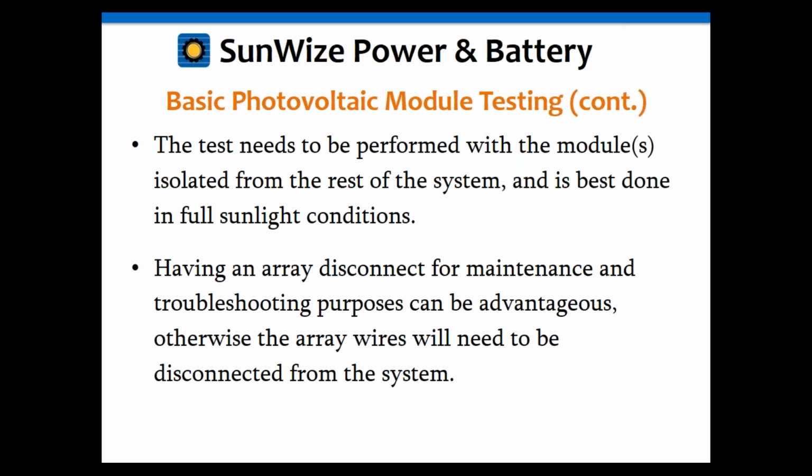Now, those readings can be important for troubleshooting purposes otherwise, and we'll talk about that in our next webinar for system troubleshooting. But with regards to whether the solar array is performing correctly, you want it isolated so that you can confirm that it's the solar array and not something else that's the issue. So, having an easy way to disconnect the array or module for maintenance and troubleshooting purposes can be very advantageous. Having a circuit breaker in there or some type of switch is a lot easier than having to disconnect wires or having to try to remove a fuse.